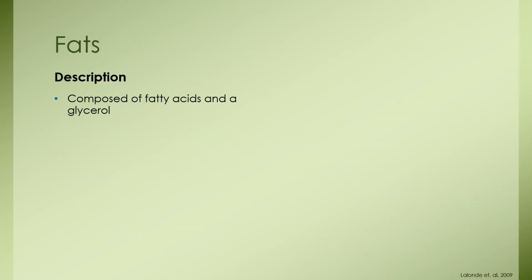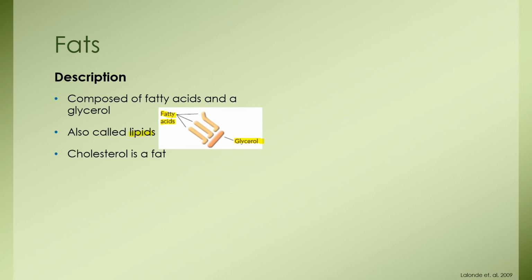Fats. So fats, they are composed of fat acids and a glycerol. So their molecule look like that. So you have one molecule of glycerol and three fat acids like that to form a fat. They are also called lipids. Cholesterol, for example, is a fat. Okay. And what's the importance? They store and provide energy. So when you eat some fat, they are also providing you energy and they are a good resource of storage.